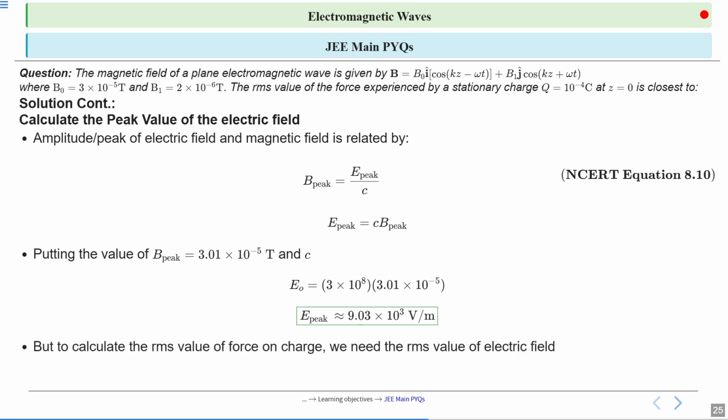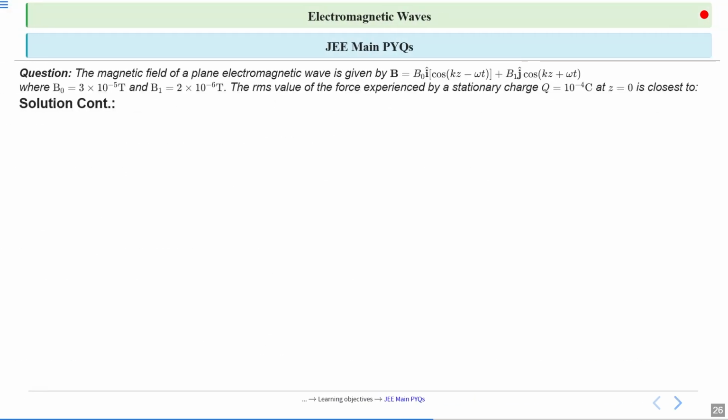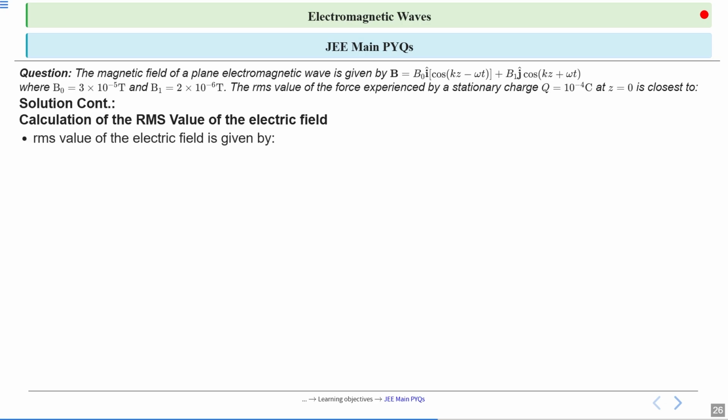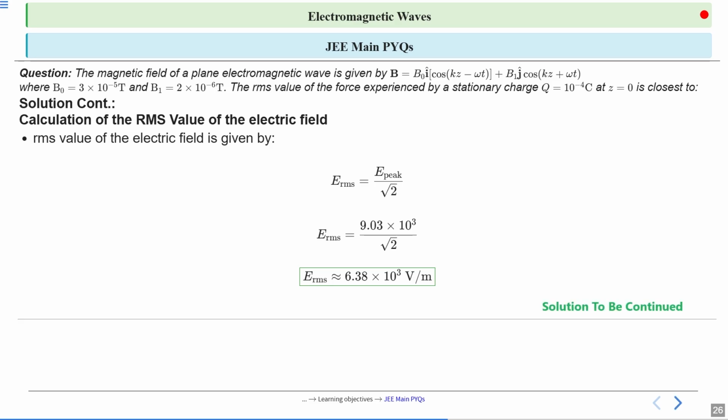But what is asked? RMS value of force experienced. So we have to find the RMS value of electric field also. We know how maximum value and RMS value are related to each other. So RMS value of electric field is given by E RMS equal to E peak upon root 2. So E RMS will be 9.03 into 10 to the power 3 upon root 2. So E RMS will approximately be equal to 6.38 into 10 to the power 3 volt per meter.